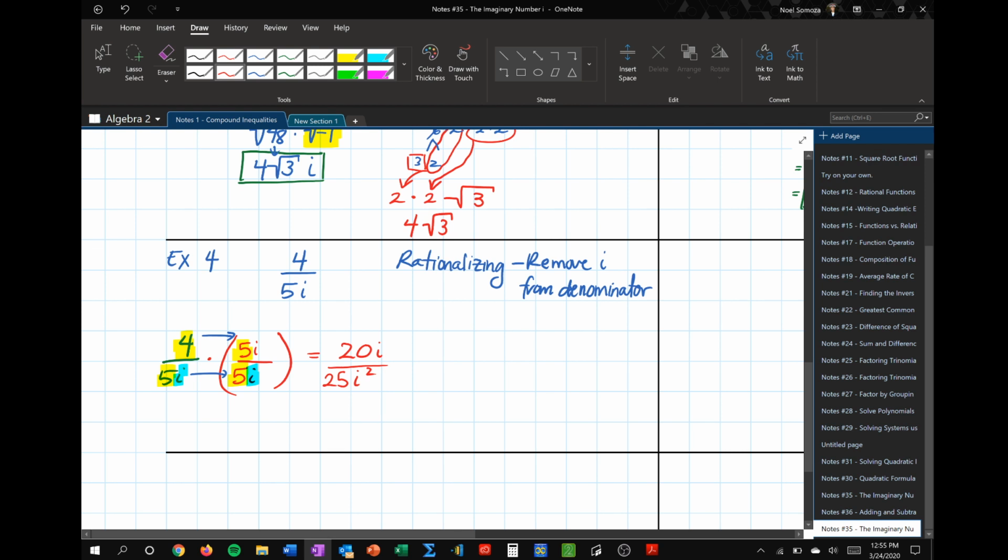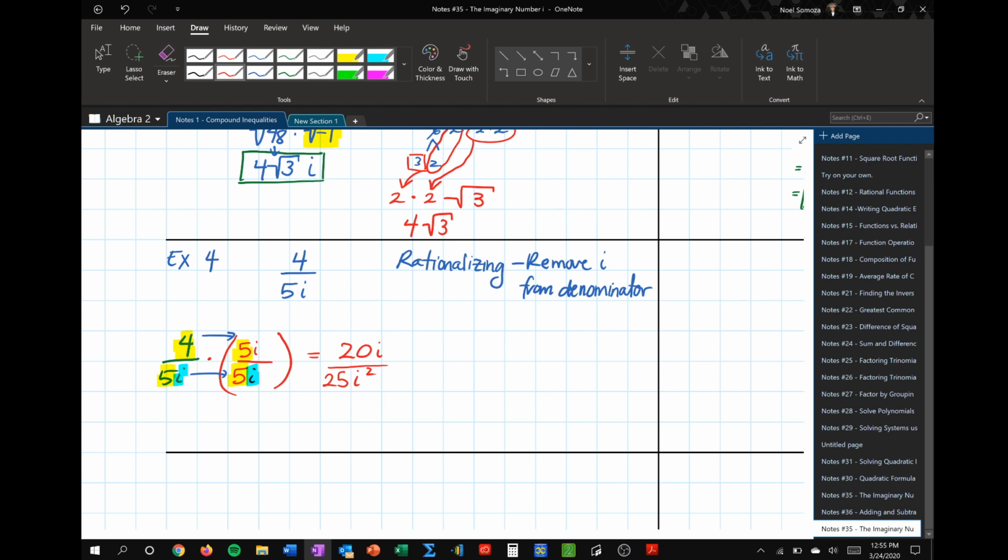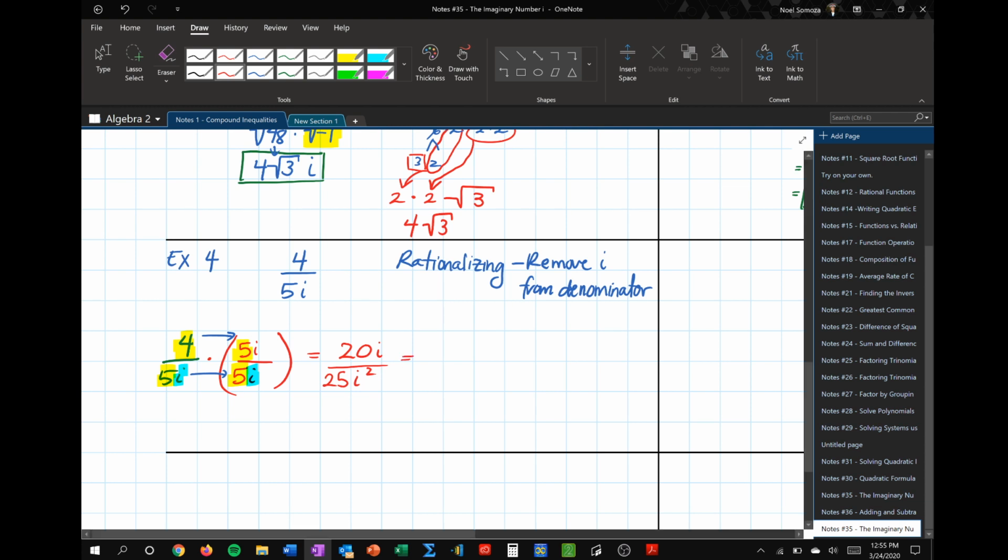Okay. So you're probably thinking, wait, I thought this was supposed to get the i out of the denominator. It will. Just watch this. I still have 20i in my numerator. There's nothing I can do with that. Remember that you don't want to try to cancel i's, because if you did start canceling i's, you're going to go back to where you came from. So instead, don't cancel i.